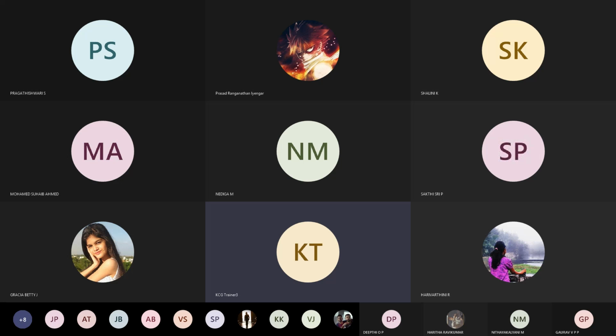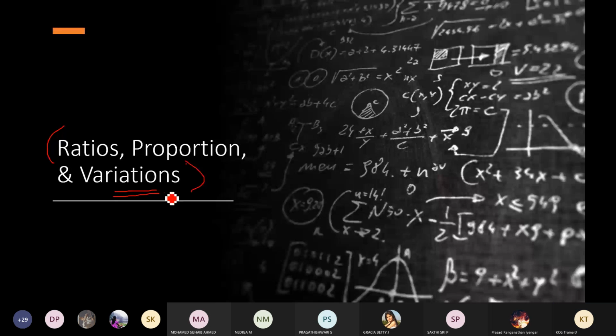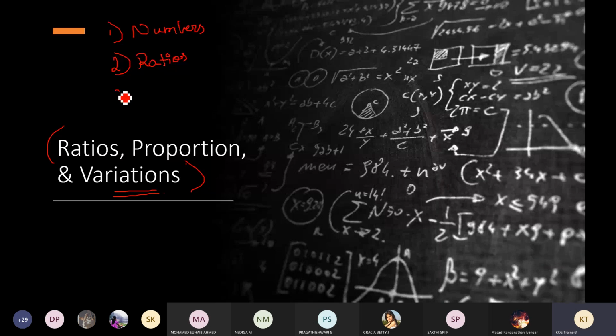Today's topic is going to be ratios, proportions, and variations. I would have told you in our previous classes that there are three concepts in quantitative aptitude which are very, very basic: numbers, ratios, and percentages. We started off with numbers, percentages we saw yesterday, and today we are going to look into the ratios concept. Clear?